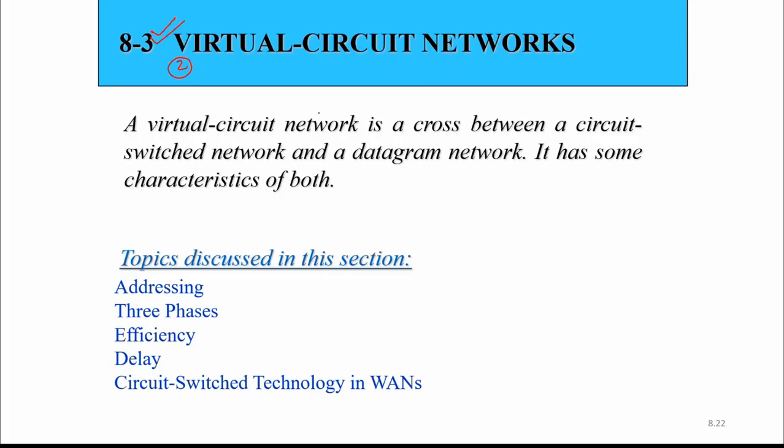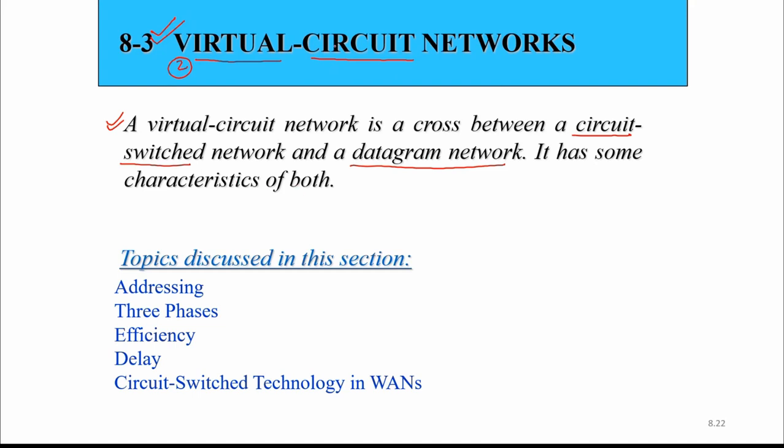In this virtual circuit network, as the name suggests, it is virtual and circuit. We have already seen the circuit network. Circuit means there is a dedicated path, but virtual means there is a path that is not a permanent path. So the virtual circuit network is a cross between a circuit switched network and a datagram network. It has some properties of a circuit switched network as well as some properties of a datagram network. It has some characteristics of both.